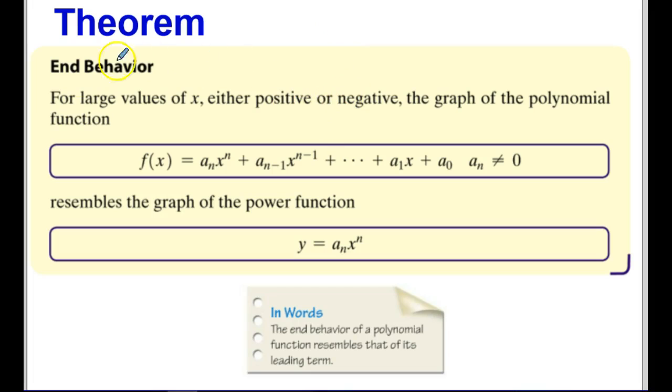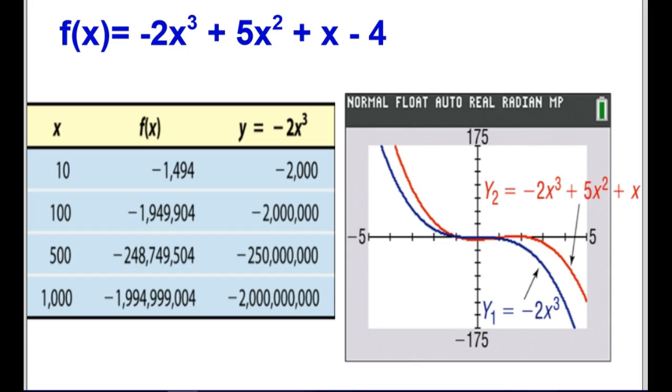Okay, so here's our theorem. It tells me that for large values of x, and when we're talking large, we're talking as we near infinity, the graph of my polynomial function resembles the graph of the power function. So again, in human terms, the end behavior of a polynomial resembles that of its leading term. So when we're dealing with polynomials, we always first get them in standard form with the highest exponent first. Then that highest exponent is going to help us determine what the end behavior looks like.